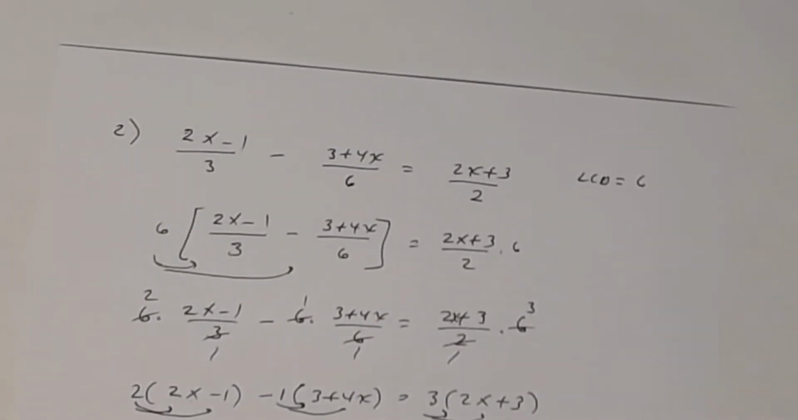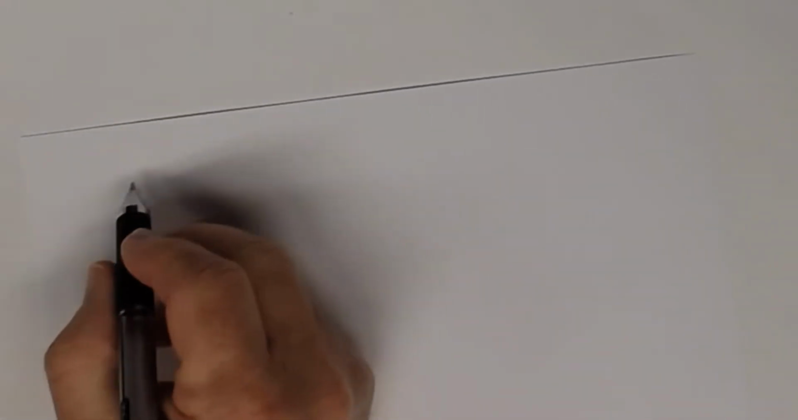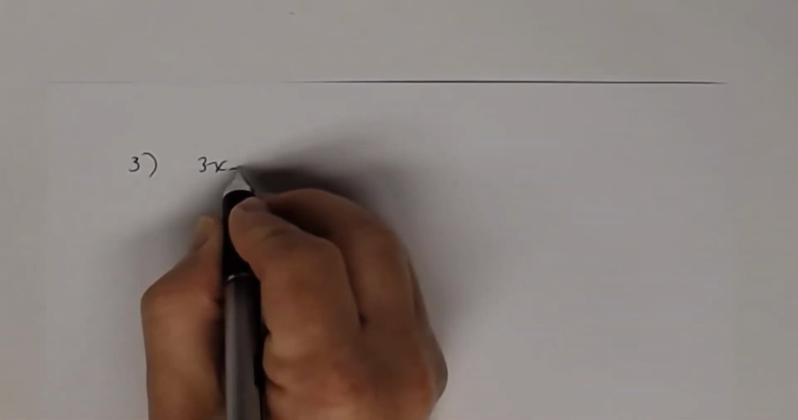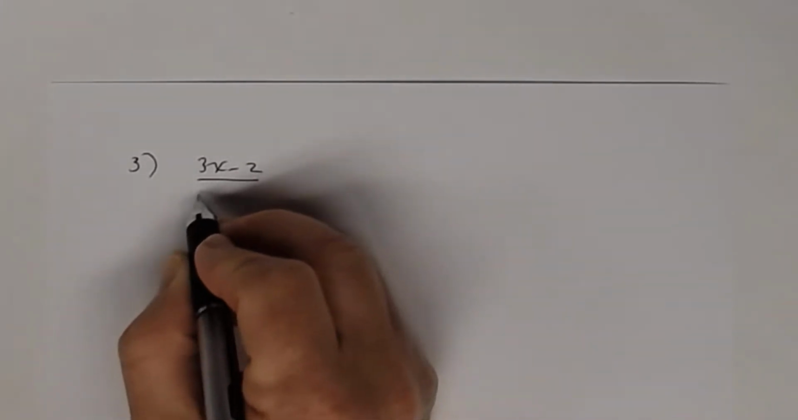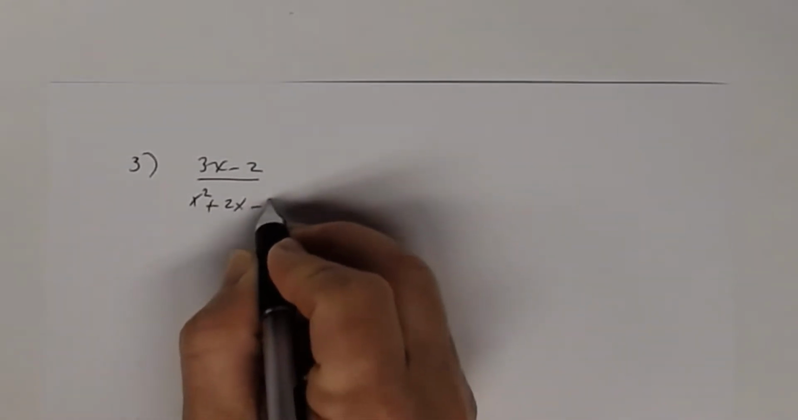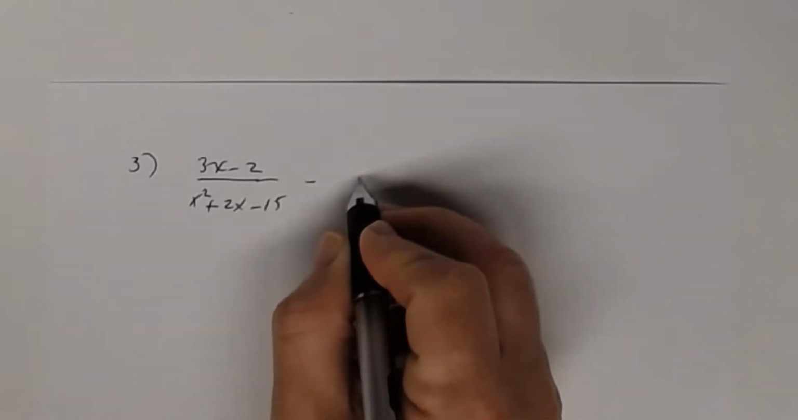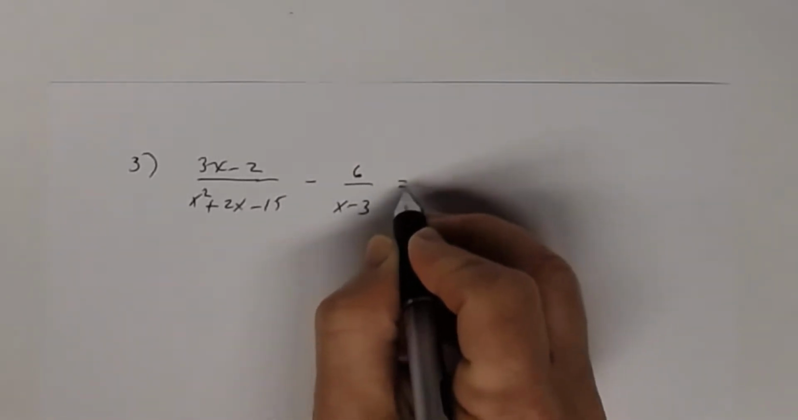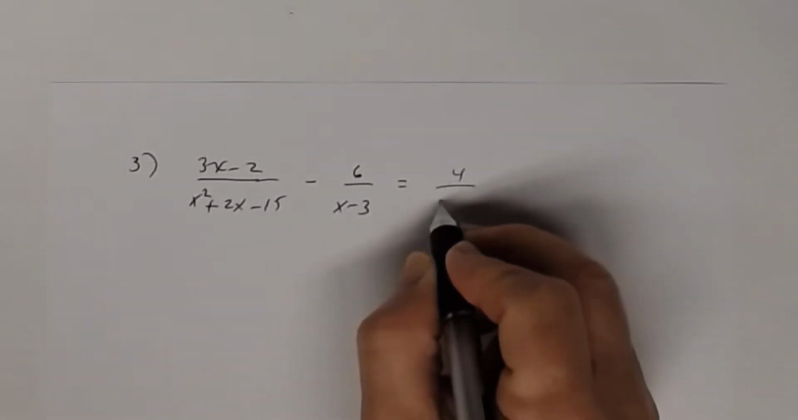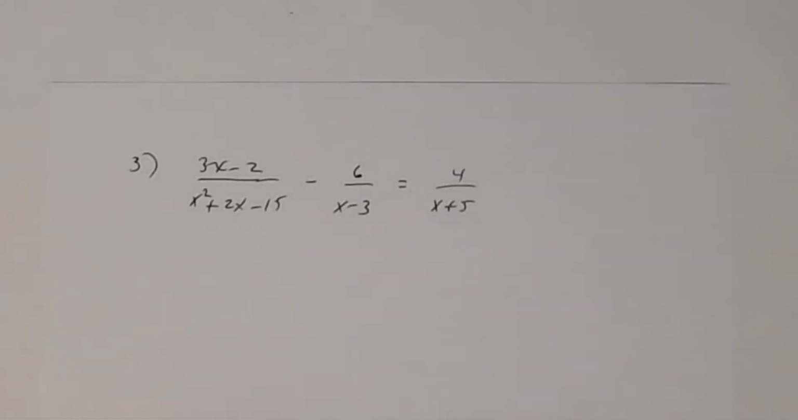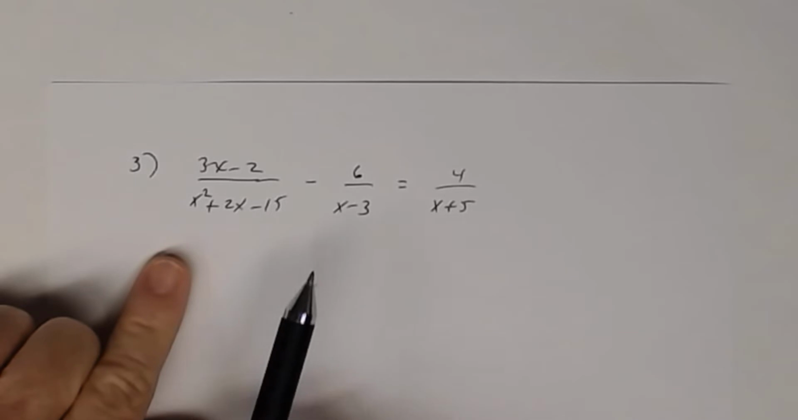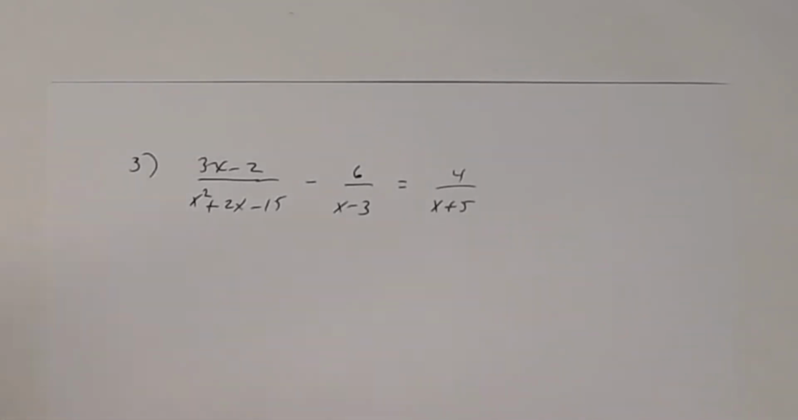Number 3, we do have a rational equation, and so notice number 3 looks like this. So here's number 3. We have 3x minus 2 divided by x squared plus 2x minus 15, and then subtract 6 divided by x minus 3 equal 4 divided by x plus 5. So this is a rational equation. It is not linear because I have variables in the denominator, so that's not a linear equation. We do consider this, though, a rational equation.